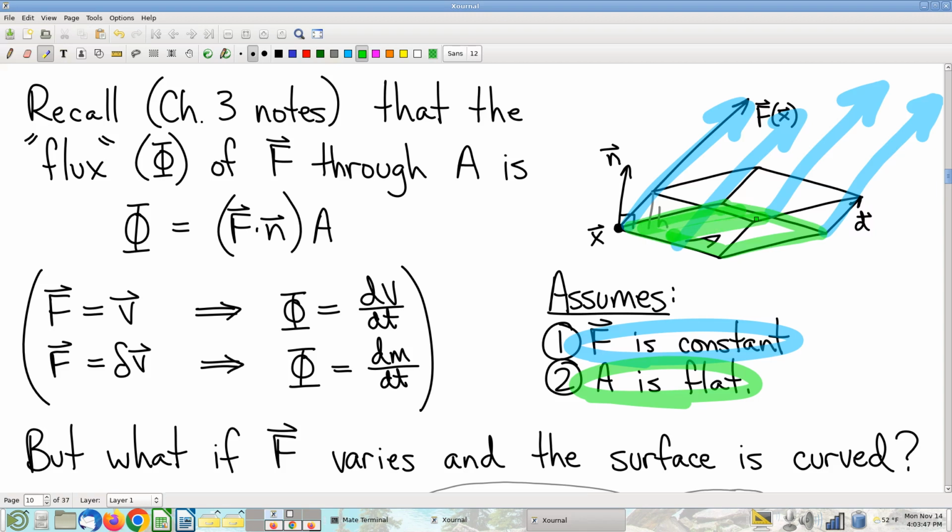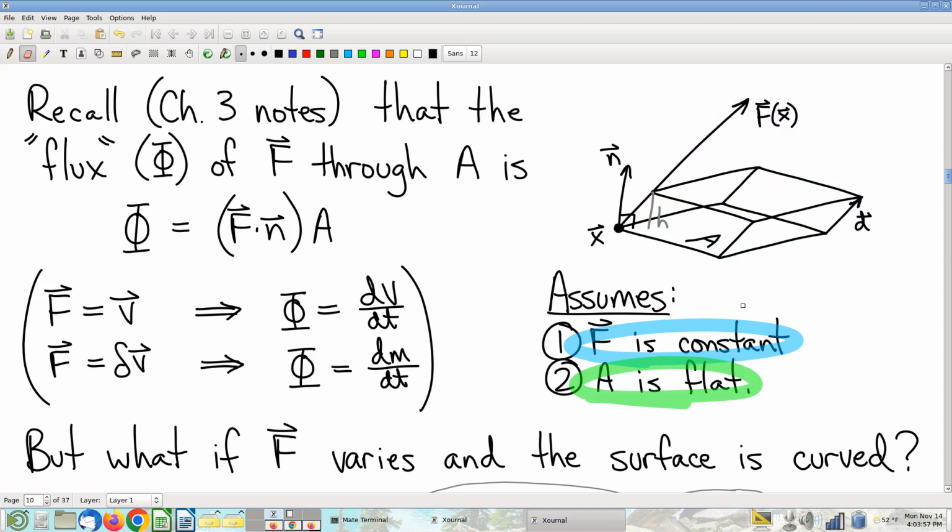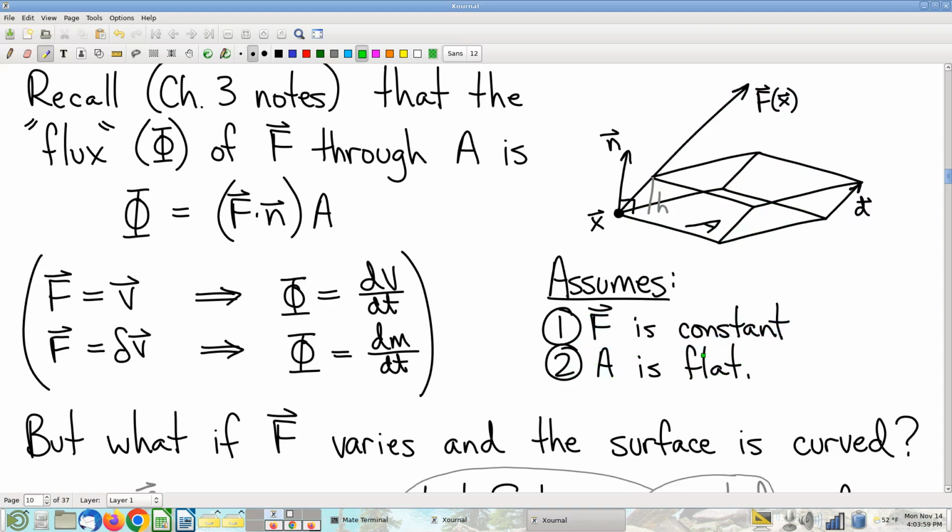If that surface is anything other than flat, it doesn't work. Right? Again, that's what gives us a parallelepiped that we can work with. So our formula here is very restricted, and we're going to entertain now the question of what if your vector field is not constant? Your vector field varies, right? Well, you can't use this formula anymore. That only works for constant vector fields.